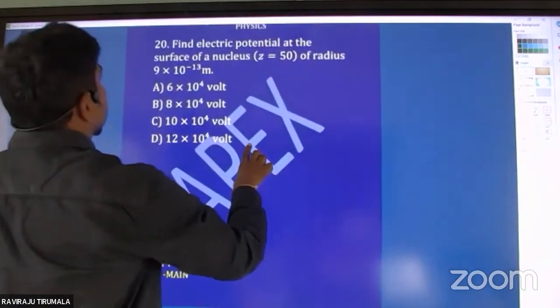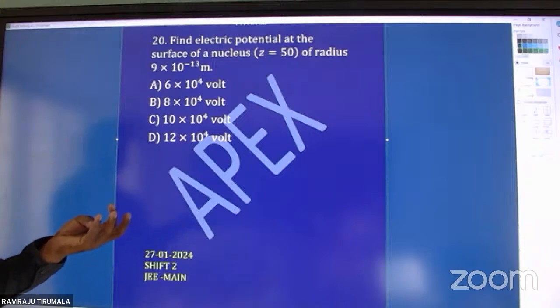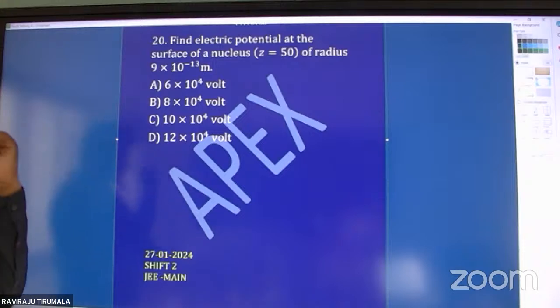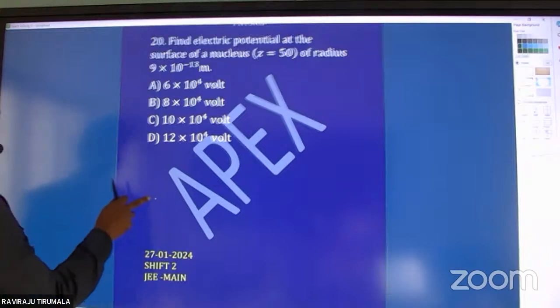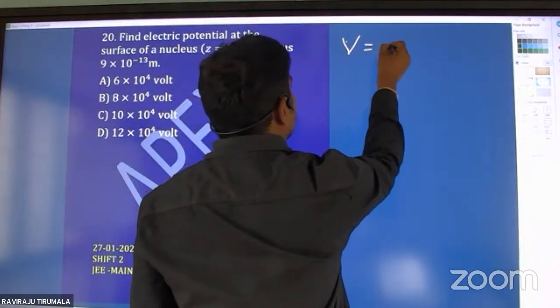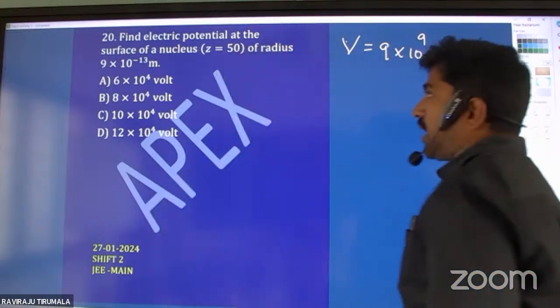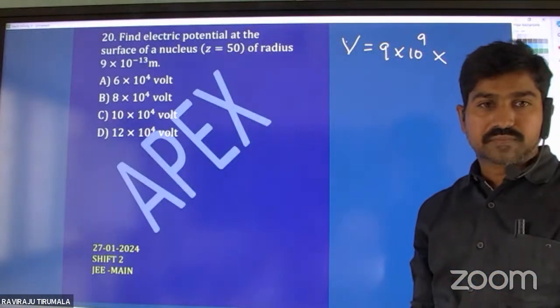See question number 20. Find electric potential at the surface of a nucleus of some radius. Even simple question. Electric potential needs to be found. Radius is given, atomic number is given. The radius depends on the atomic number. What is the formula for electric potential? V equal to 1/4 pi epsilon naught into Q by R. Q means charge.